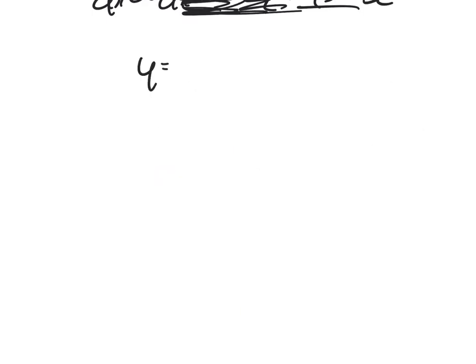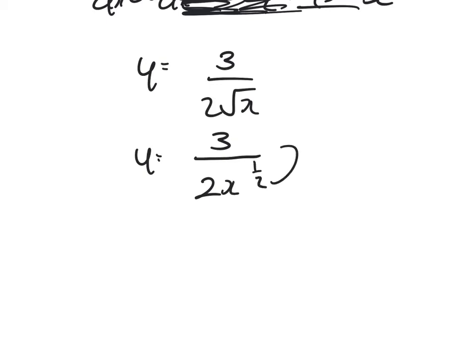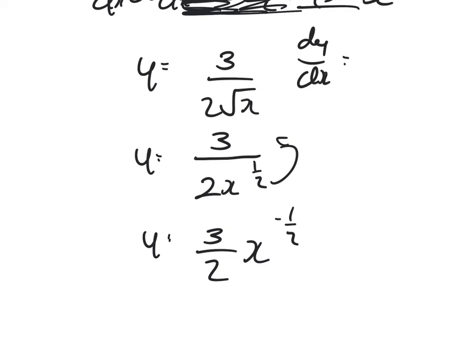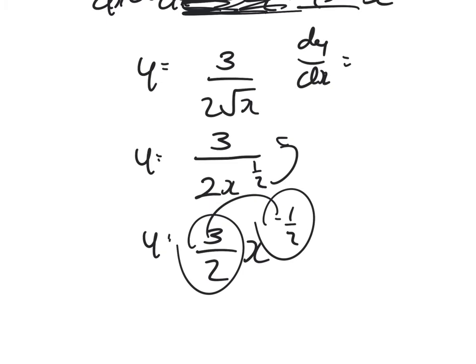Okay, let's try y equals 3 over 2 root x. So that's y equals 3 over 2 x to the 1/2. Okay, so let's prepare to differentiate by bringing that up. That's 3 over 2 x to the minus 1/2. I'm now in a position to differentiate. So bring the power down, multiply, take 1 away from the power. Minus 1/2 times 3 over 2, that's just a simple fraction skill. That will give me minus 3 over 4.